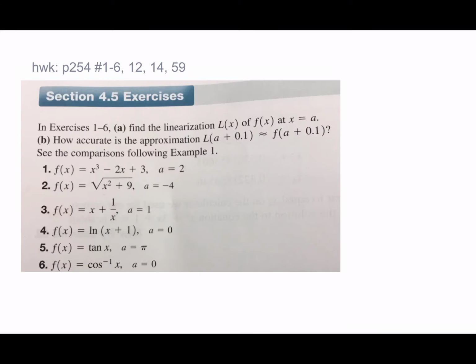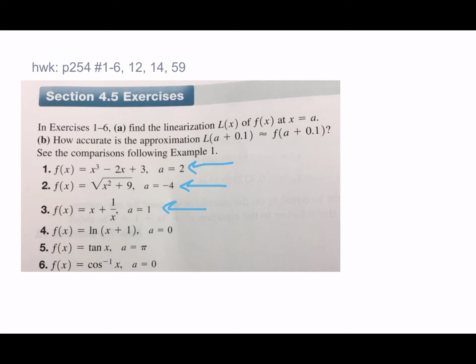Your homework is in your book. It's on page 254, numbers 1 through 6, 12, 14, and 59. I want to look at the instructions really quickly with you guys for those problems. For 1 through 6, it says to find the linearization L of x of f of x at x equals a. So all you're doing for number 1 is finding the linearization, and the point of tangency is 2. For 2, you're finding it at -4. For 3, you're finding it at 1.